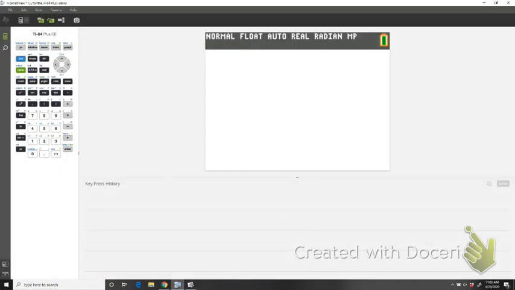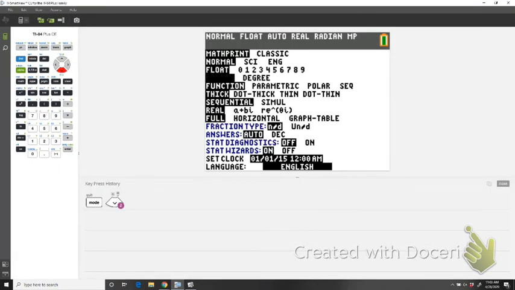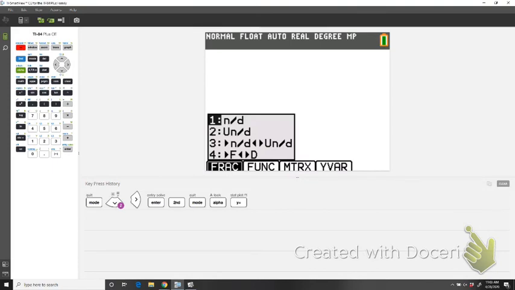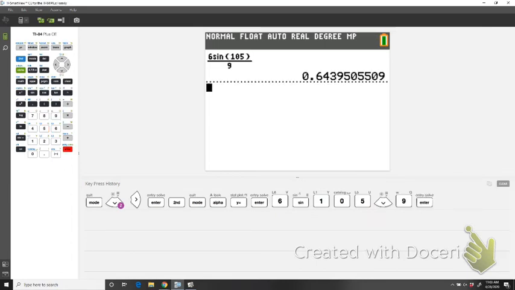I'm going to make sure my calculator is in degree mode. Then I'm going to make a fraction. I'm going to type in 6 times the sine of 105 and divide that by 9, and you'll get this decimal. So now I need the inverse sine.